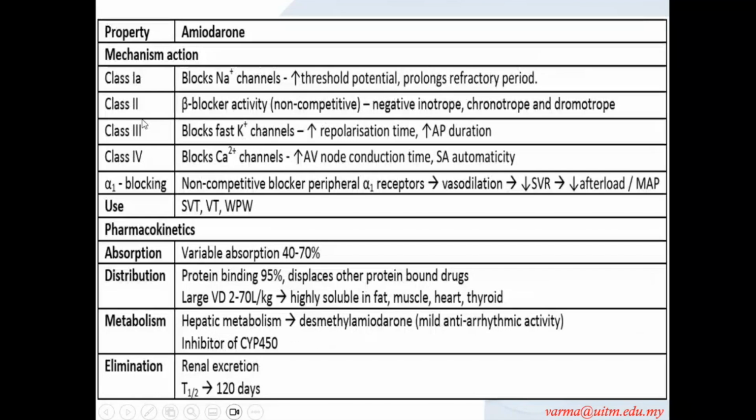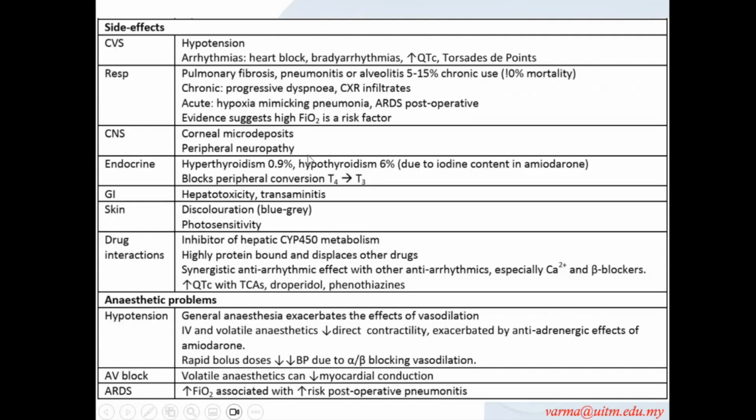So the marks is for this 3 marks, another 4 marks, 1 mark for each of these, then another 3 marks. You just no need to go in depth about it. Just choose. CVS, you can just say hypotension and bradyarrhythmia. Respiratory, you can mention pulmonary fibrosis. CNS, corneal microdeposits. Endocrine, hyperparathyroidism. GI, maybe 0.5 marks, around 6 points here.